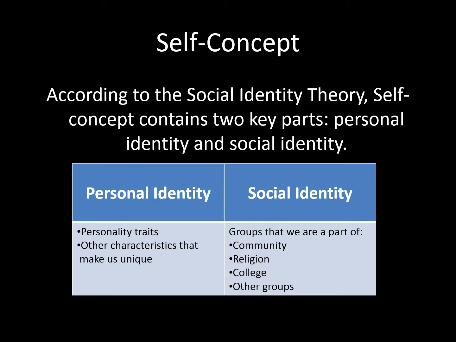According to the social identity theory, self-concept contains two key parts: personal identity and social identity. Personal identity refers to personality traits or other characteristics that make us unique. Social identity is the groups that we are a part of: community, your religion, a college, or other groups that you socially identify with.